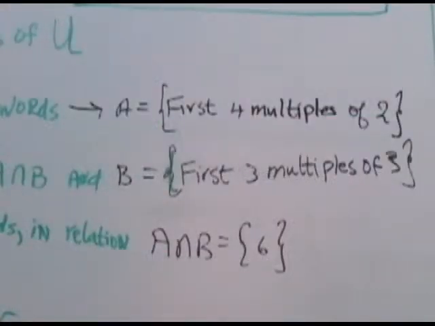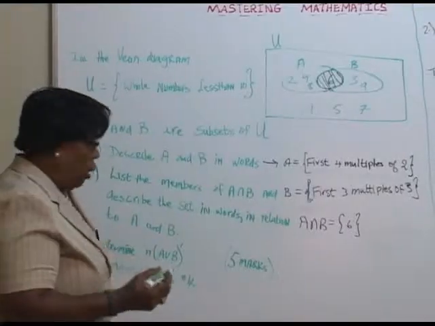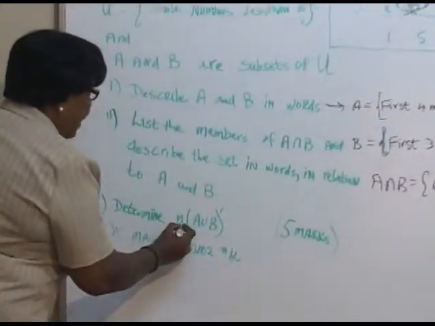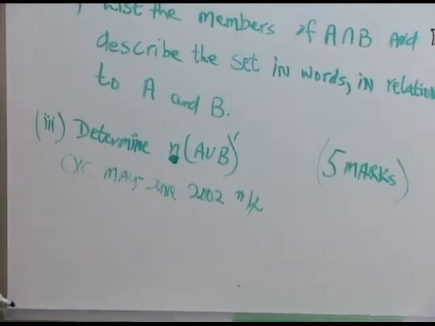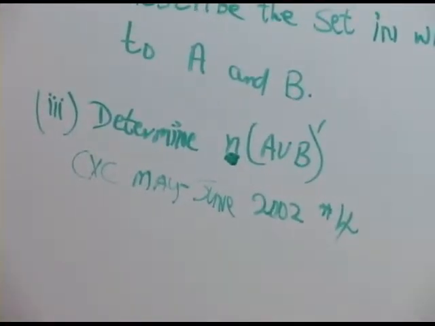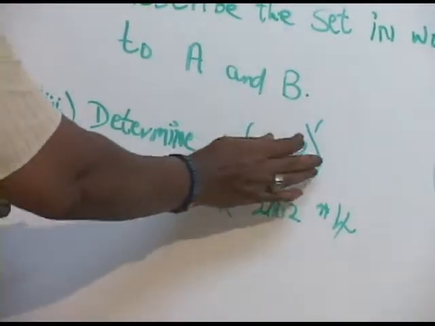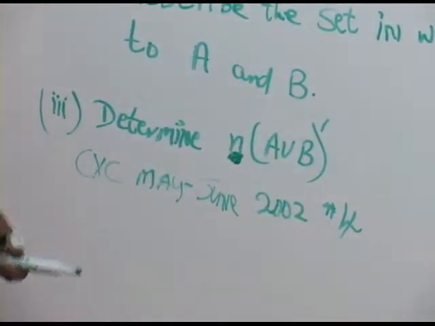After this, our next question is just asking us to determine, and look what you have. n of the complement of A union B. When we see this, what are we going to do first of all?